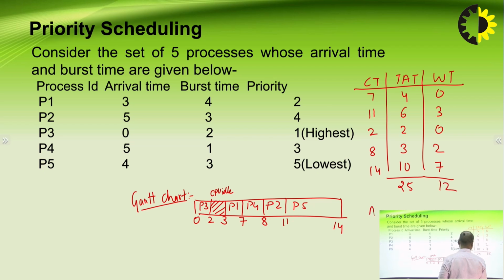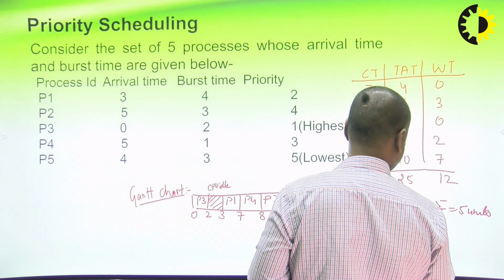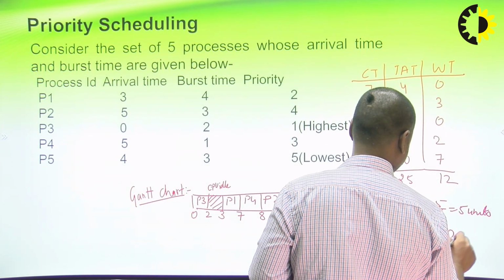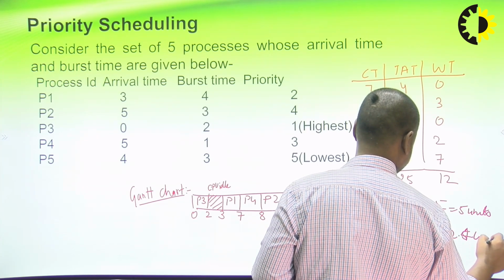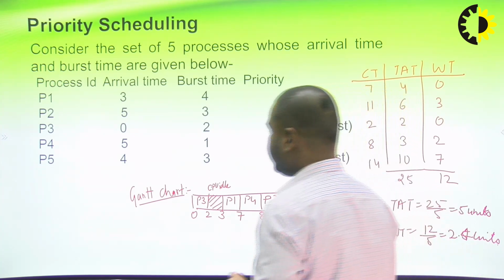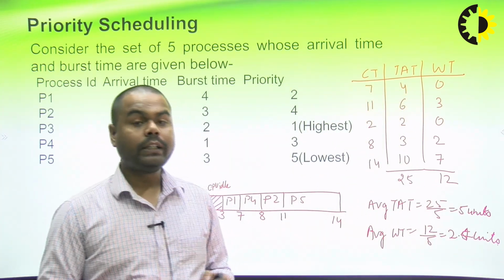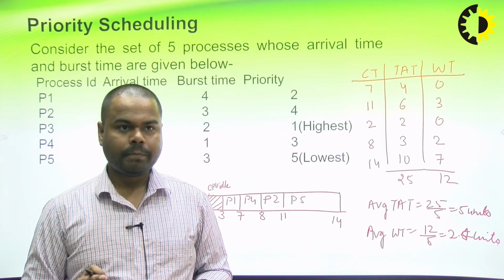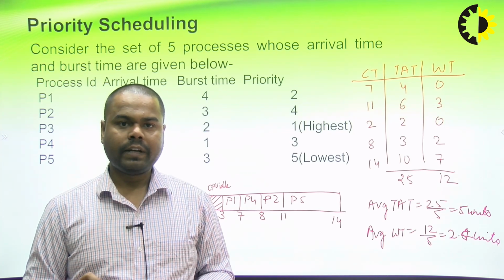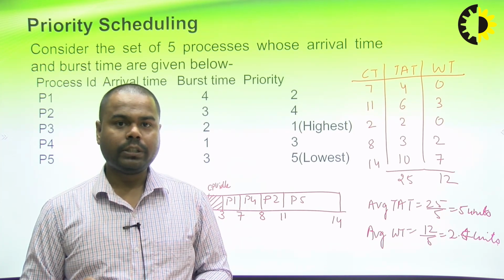So the average TAT would be 25 upon 5, which is 5 units, and the average waiting time would be 12 upon 5, which is 2.4 units. We calculate this type of CPU scheduling algorithm like this. As we have read, FCFS, SJF, SRTF and priority scheduling are the CPU scheduling algorithms.